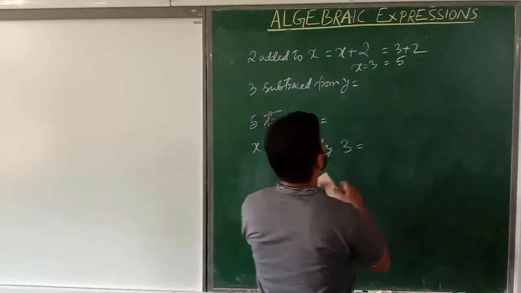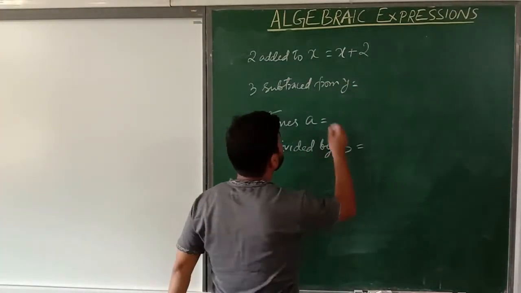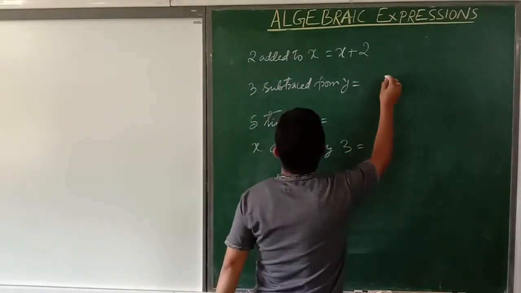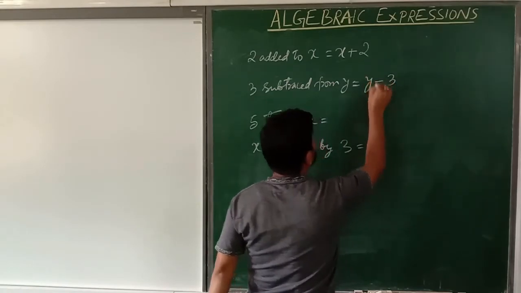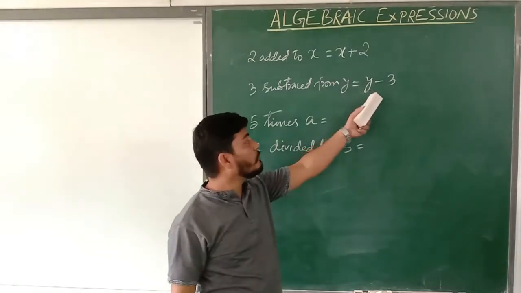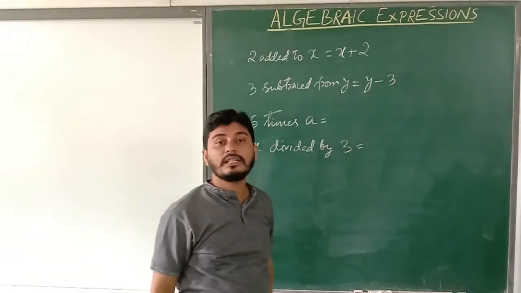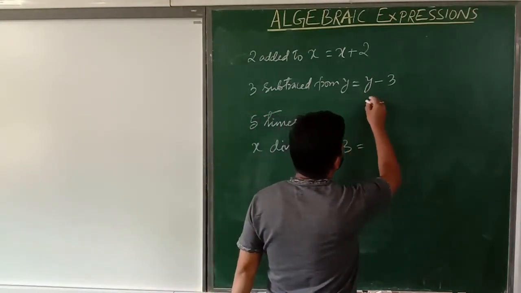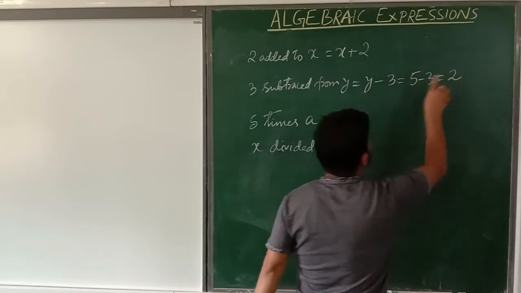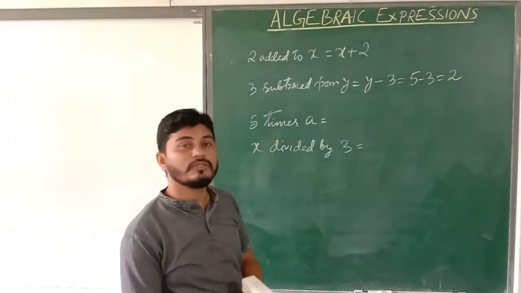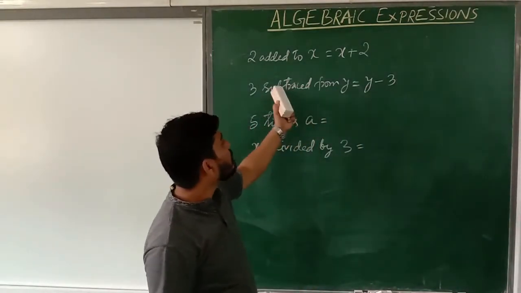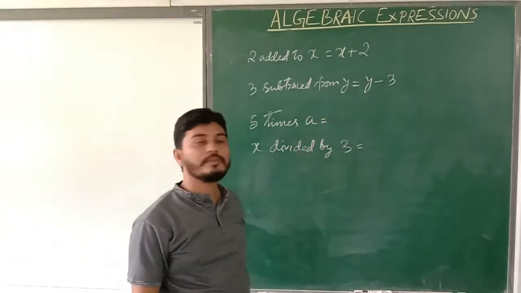In the same way, this statement, 3 subtracted from y, in expression form, subtracted means minus. If we have some value for y, say y is equal to 5, then we can subtract 3 from it and get 5 minus 3, which is 2. So here also it is clear that variables obey the rule of subtraction.